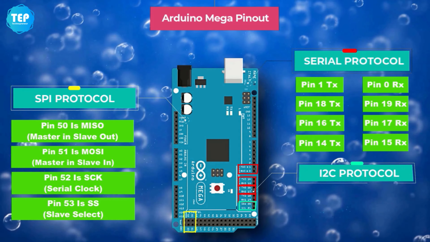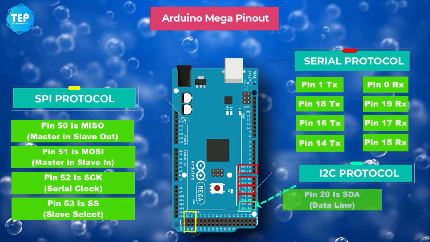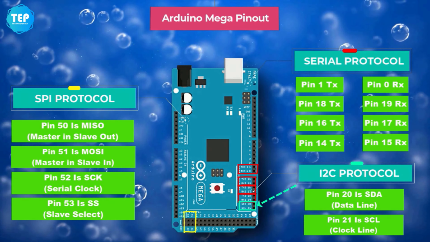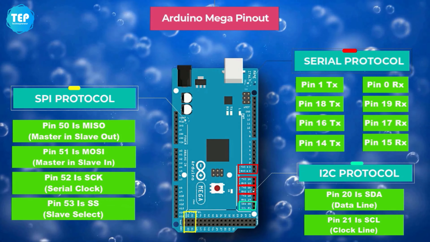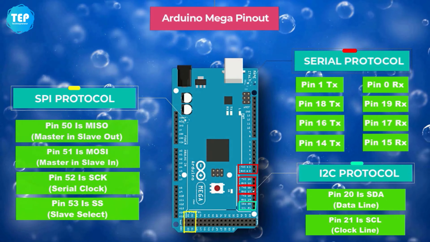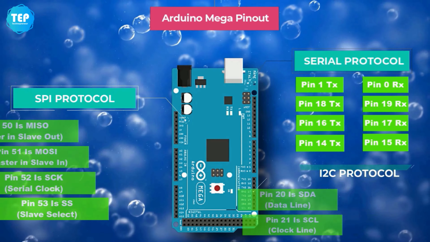The third protocol is I2C protocol. Pins used for I2C protocol are 20 and 21. Here, 20 is SDA, short for data line, and 21 is SCL, short for clock line. Again, we have to define it in the programming, how we want to use these pins.